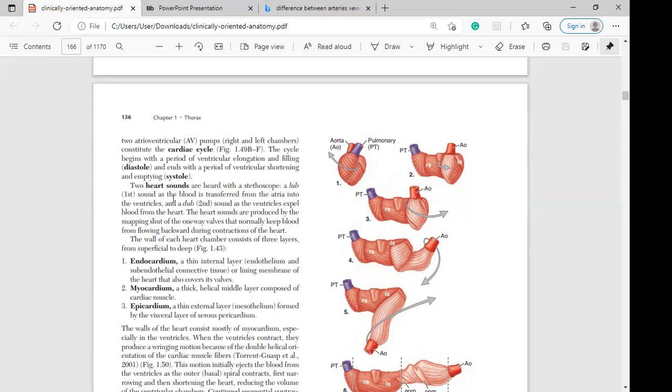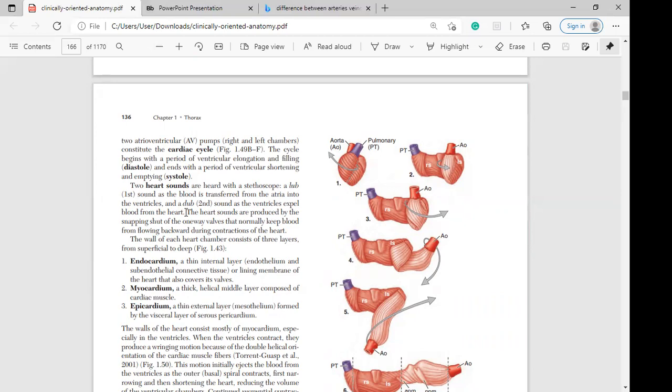Now, the lob sound is when blood from the atria is entering the ventricle. So when blood from the atria enters the ventricle, you hear the lob sound. And then you hear the dub sound when the ventricle pushes the blood from the heart. Lob sound when blood enters the ventricle from the atrium, and then the dub sound when blood leaves the ventricles.